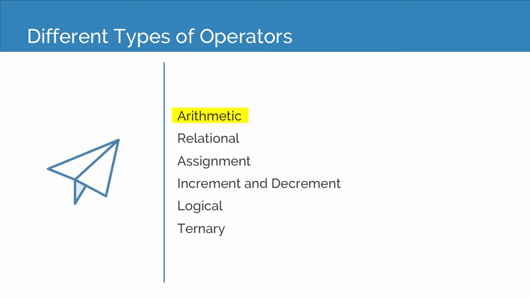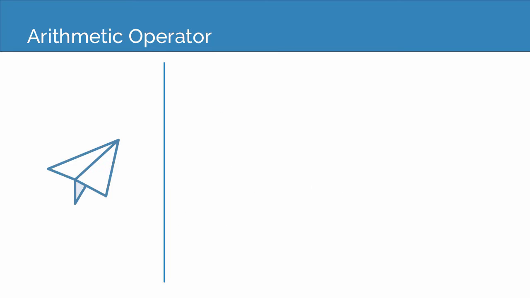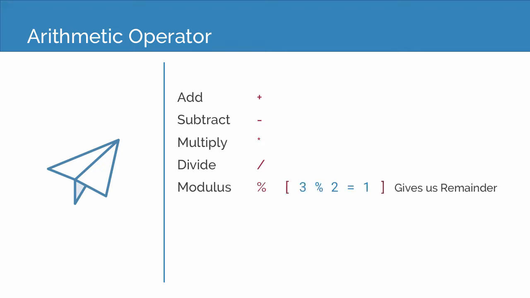Let us now proceed and check out what the arithmetic operator is in Java. The arithmetic operator helps us to perform mathematical operations between two variables or numbers. So we have the add operator, subtract, multiply, divide, and also the modulus operator. The modulus operator simply divides two numbers and gives us the remainder in the output.